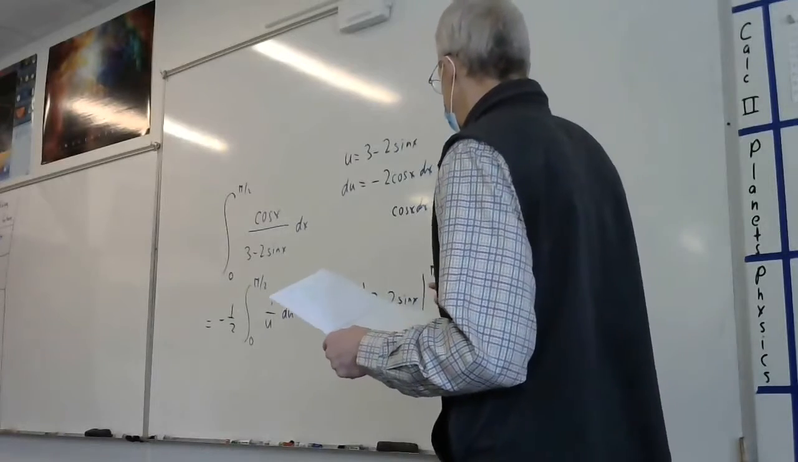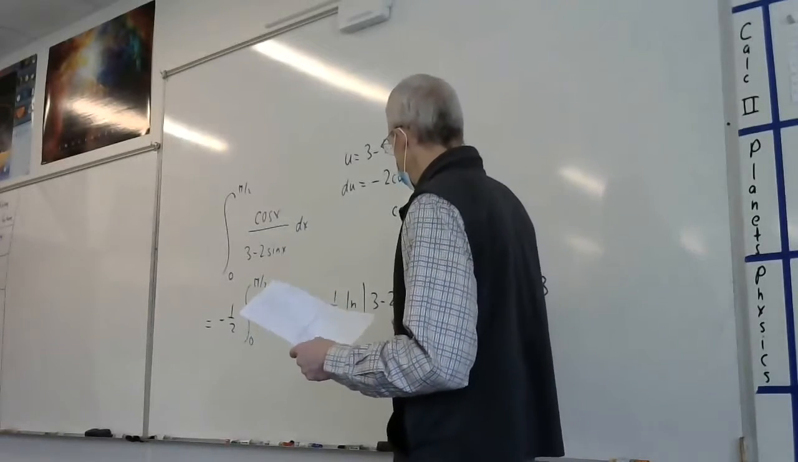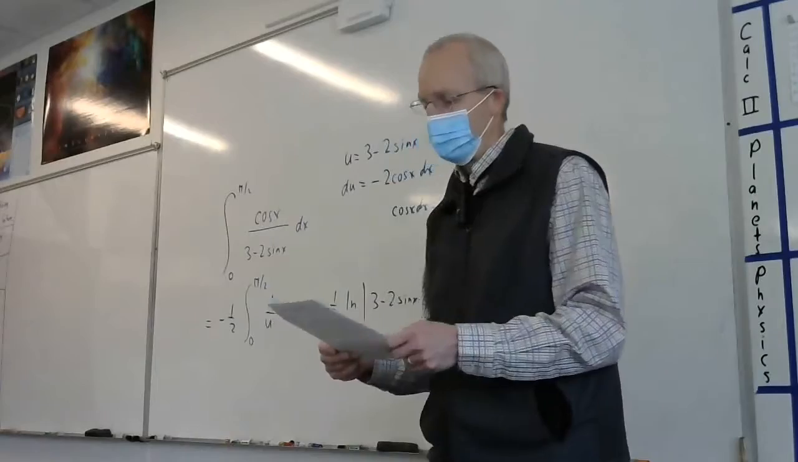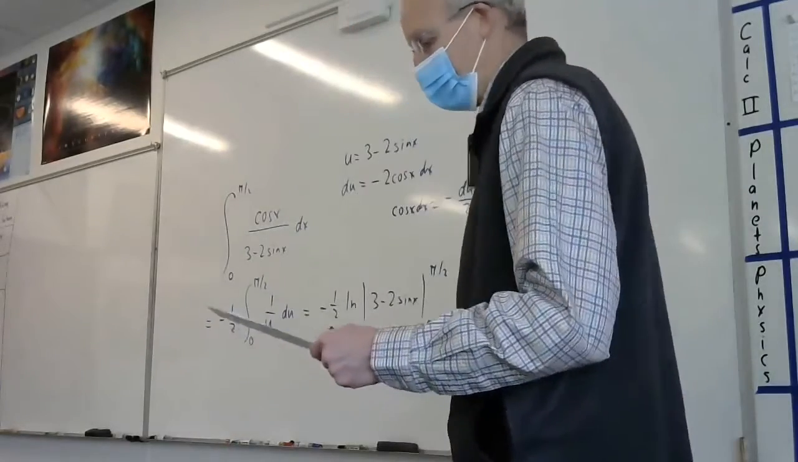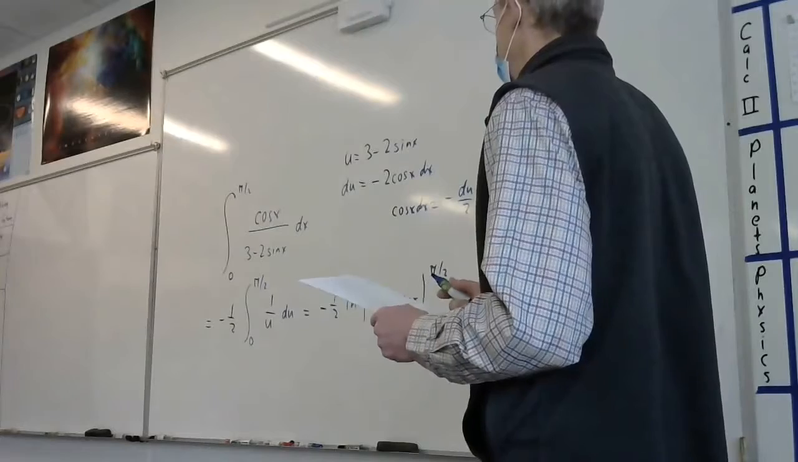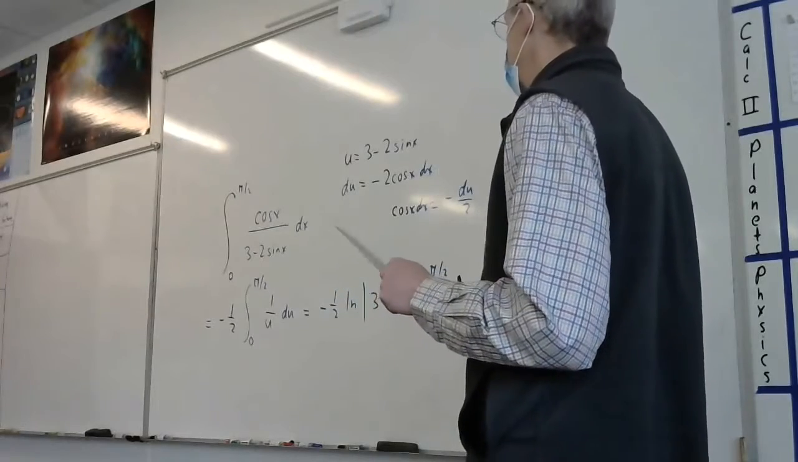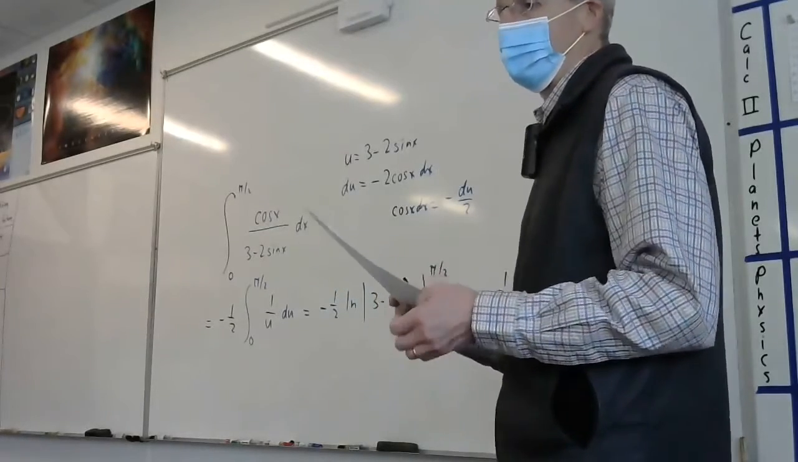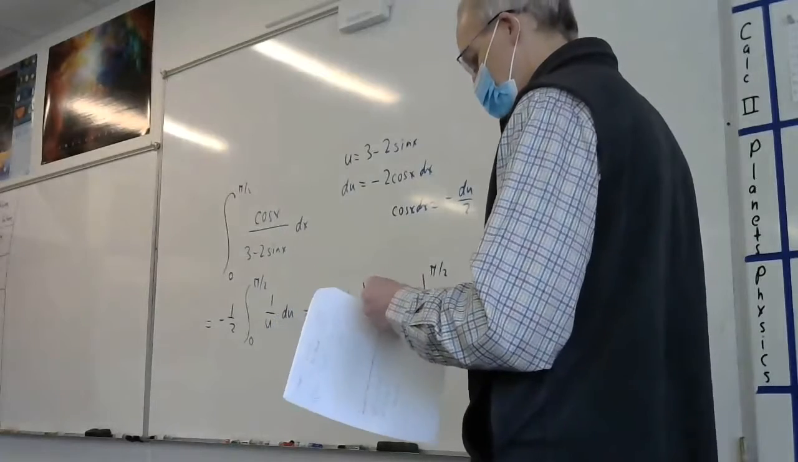Again, I skipped some steps, but you plug in pi over 2, it's 3 minus 2. ln of 1 is 0. So it's 0 minus ln of 3. So you just have to be brave, do the u substitution, and go for it, right? And be really careful with algebra.